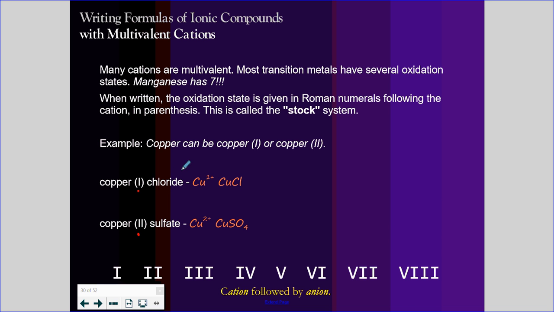If we know chloride's charge is 1-, and we say this is copper(I), that means copper is 1+. Okay? We have to give a Stock number charge on a multivalent cation, or you can't name it properly.